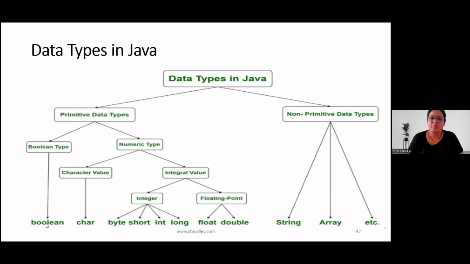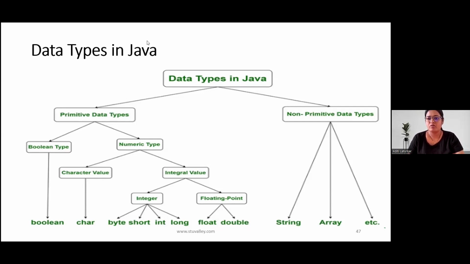And we have seen the Boolean data type and char data type in the previous session. Today we are going to see the numeric data types, that is integral values, integer, and floating point data types, that is byte, short, int, long, float, and double. Before going forward, we will first revise these two in just a quick program.